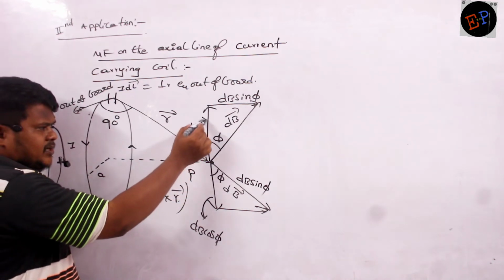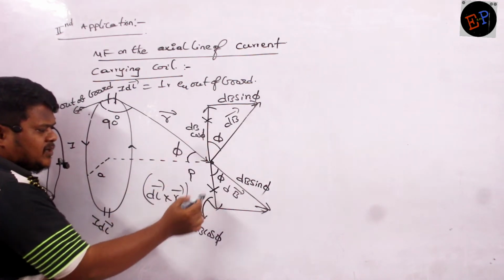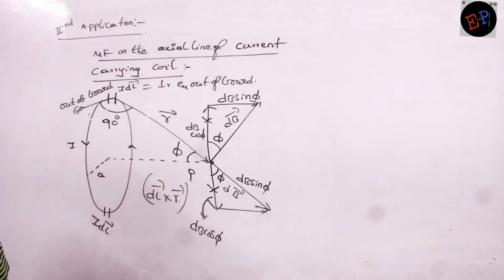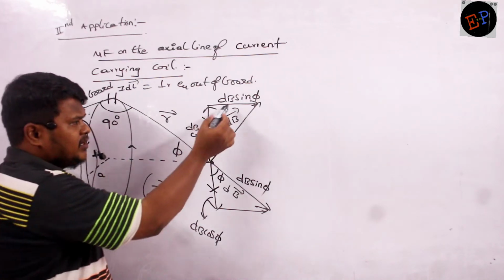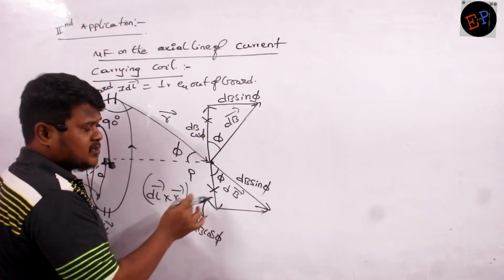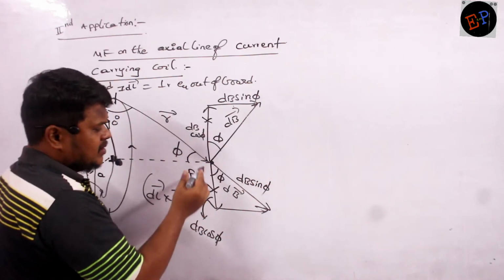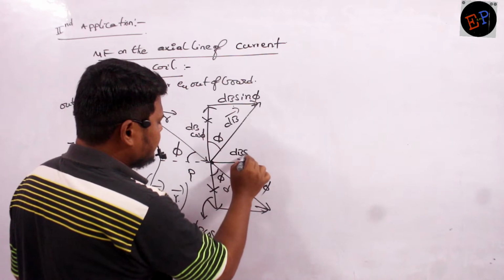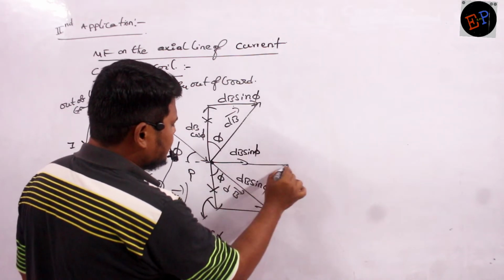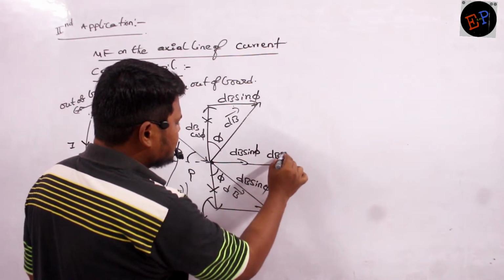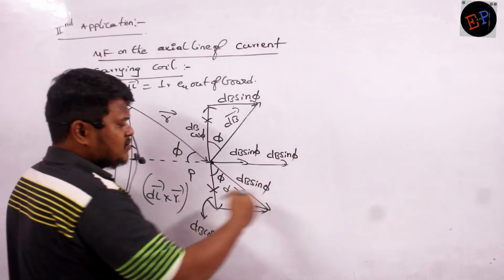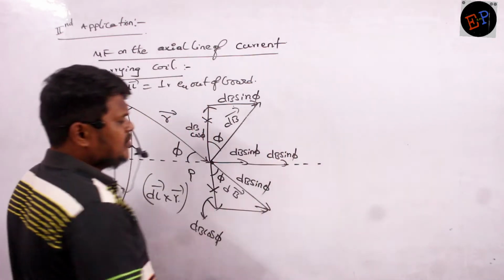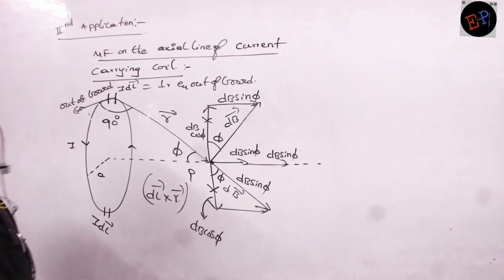I understand that dB cos phi and dB cos phi will get cancelled because they are exactly in opposite directions. But all the dB sin phi's are in the same direction, which means they will get added up with each other. And this is the point of magnetic field. So this is one dB sin phi because of one current carrying element, and another dB sin phi because of another current carrying element. Like this you can go on adding the dB sin phi's. Are you able to understand?